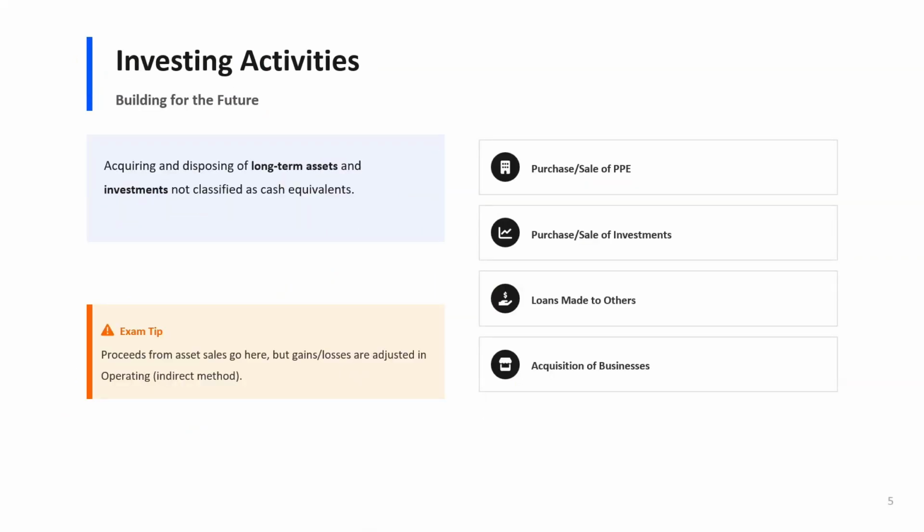Now let's move into investing activities. For investing activities, think of anything the company is doing to build its future. Acquiring and disposing of long-term assets and investments not classified as cash equivalents. If the company buys or sells some property, plant and equipment, this is mostly what you are going to see in the questions, it goes to investing activities. If they are purchasing or selling investments, that also goes to investing activities, anything strategic they are doing. If they are making or collecting loans from others, or if they are acquiring a business, they're all going to investing activities.